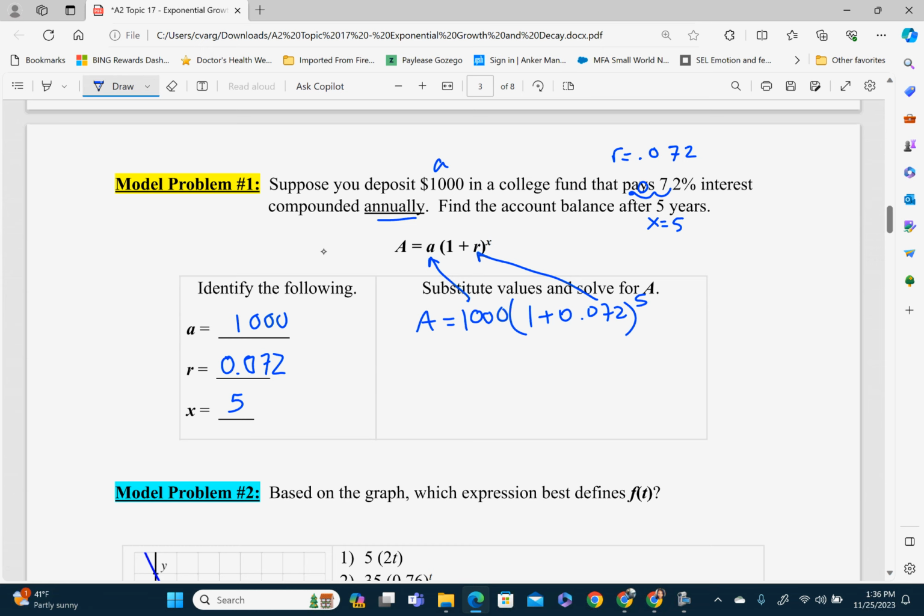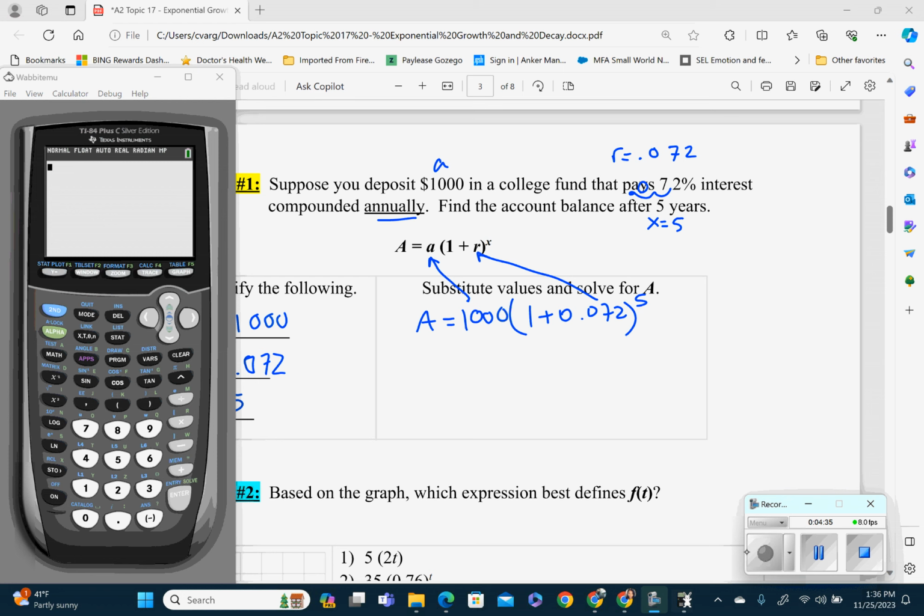So now I'm going to go ahead and grab my calculator, and I want to walk you through one from scratch. So 1,000, parentheses 1, since again this is growing, there's interest here, so I'm going to do plus 0.072, close those parentheses, raise it to the, this little mountain symbol above the division symbol, and we're putting a 5 here, okay?